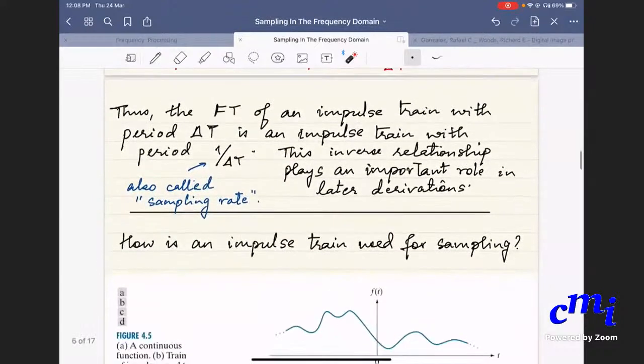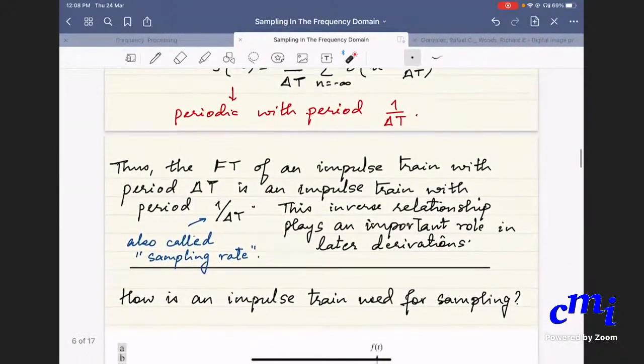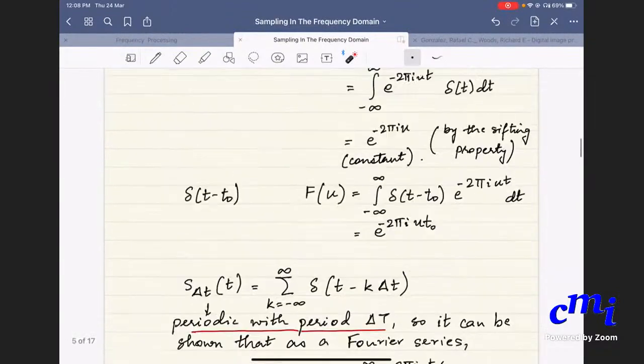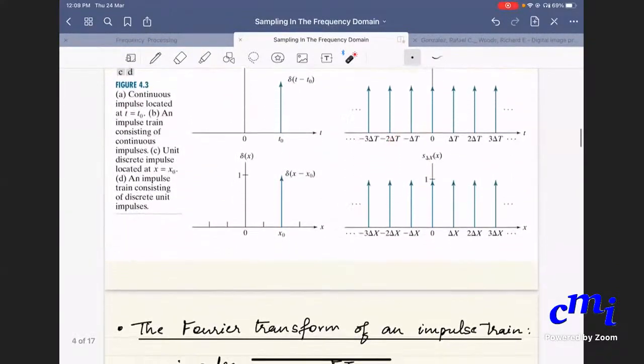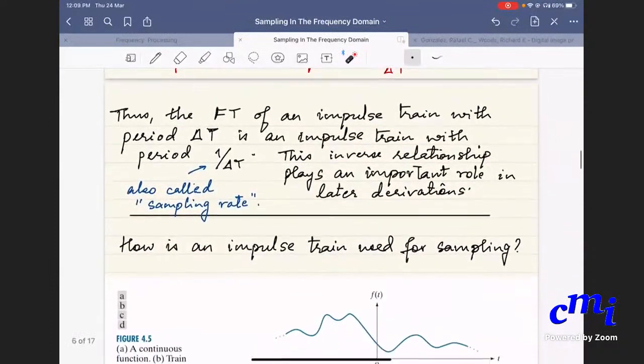And then, also nomenclature. This 1 over delta t is called the sampling rate. So whenever we now talk about sampling rate, we will be referring to this. Remember this delta t, what is this delta? Delta is the difference between these, where you are placing these impulses. And 1 over delta t will be called the sampling rate.